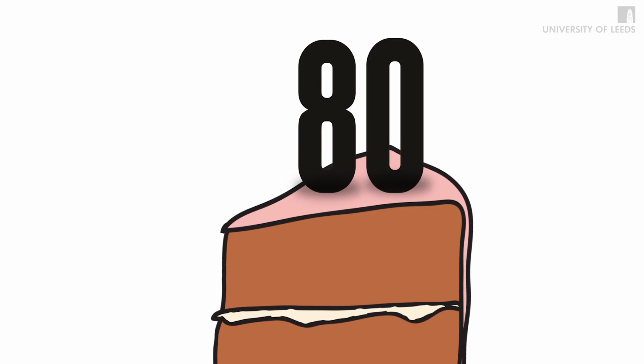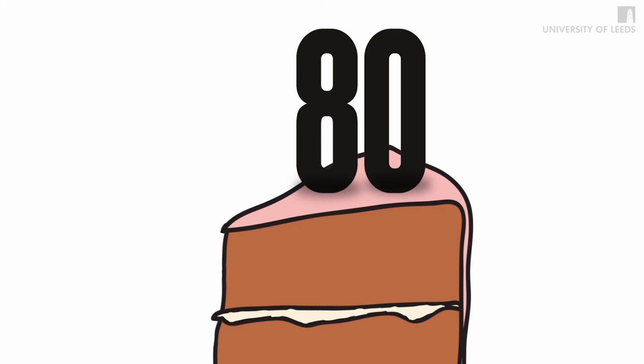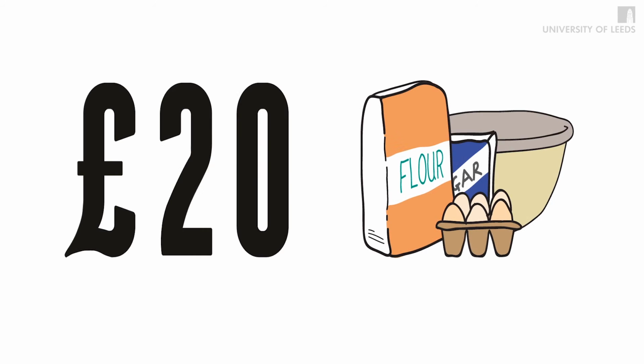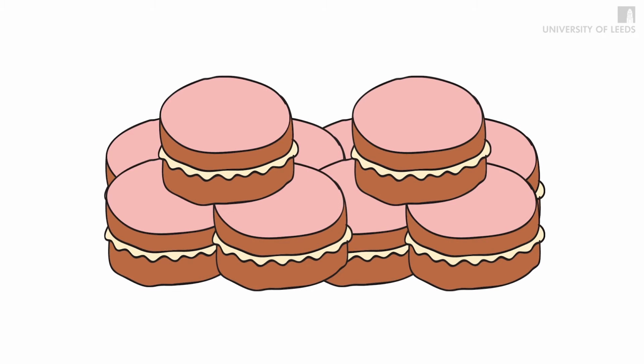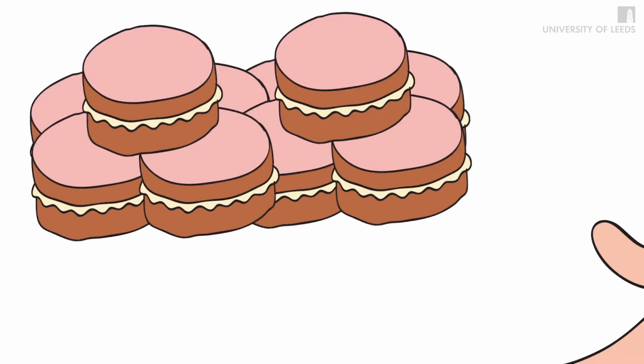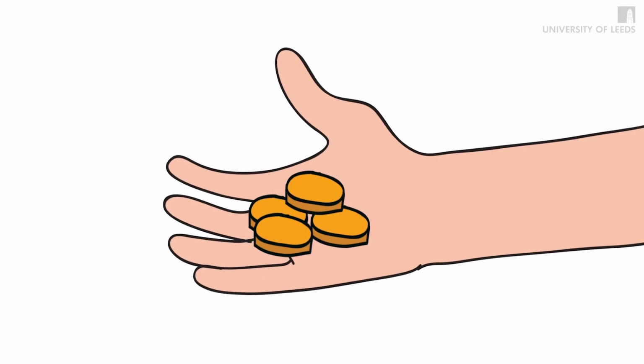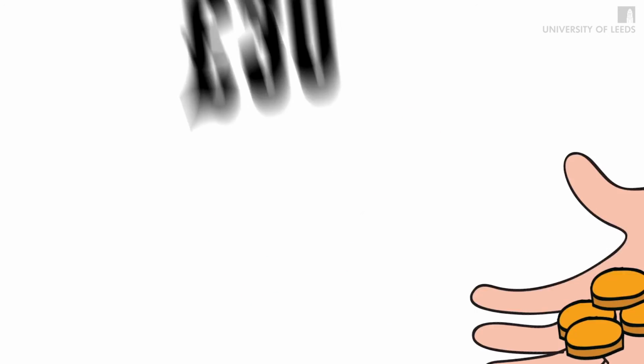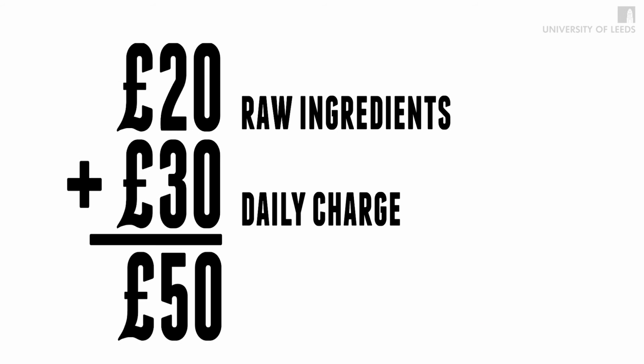Returning to our cake stall example, we were pretty confident that our business proposition would be successful if we sold 80 slices of cake every day at the fair. However, before we can sell any slices at all, we need to somehow find £20 to buy the raw ingredients to make the 10 cakes we need in the first place. If the owners ask us to pay their daily charge on arrival, we then need to find an additional £30. That's £50 spent before we've even sold a single slice.